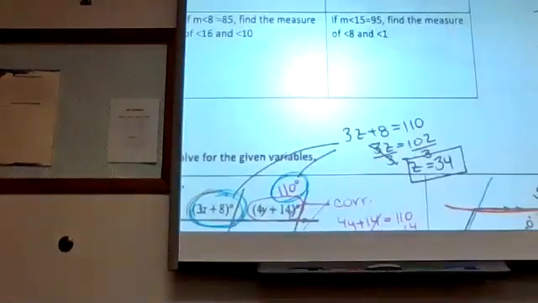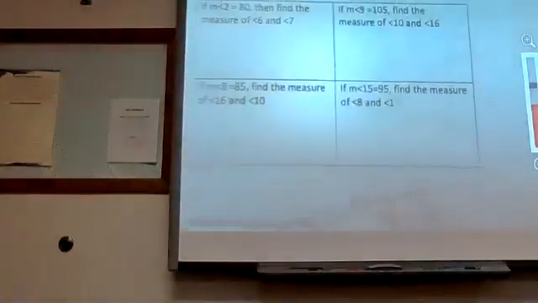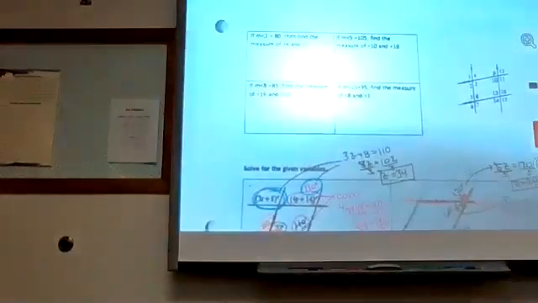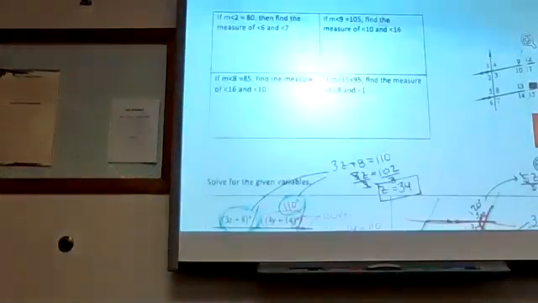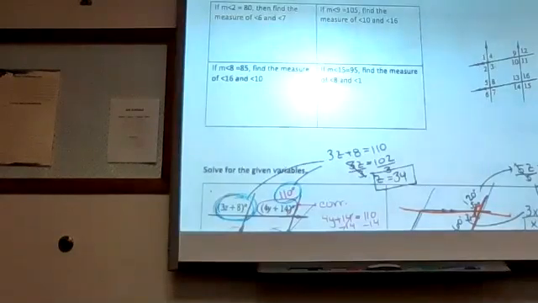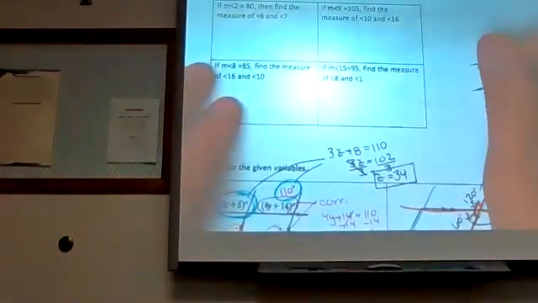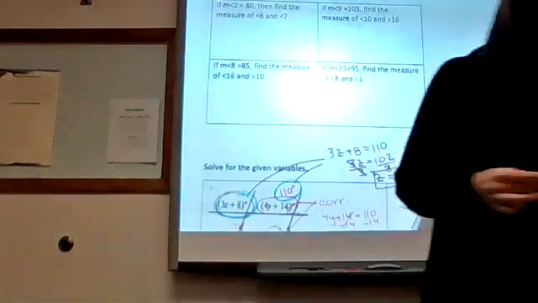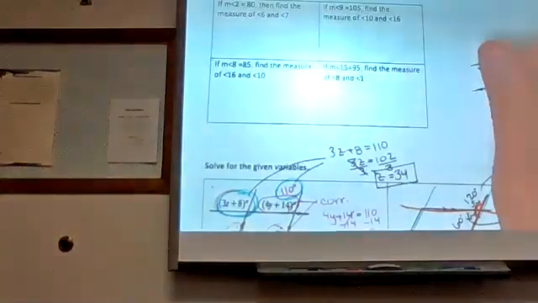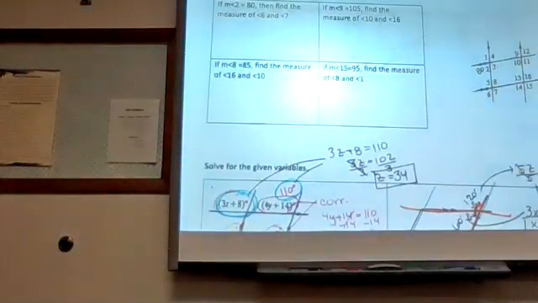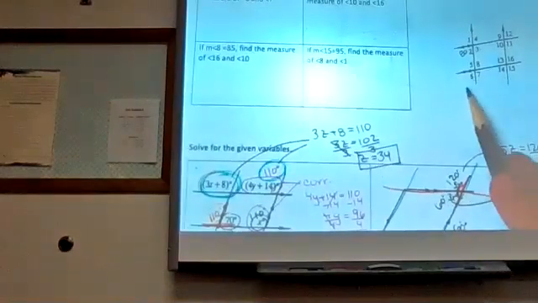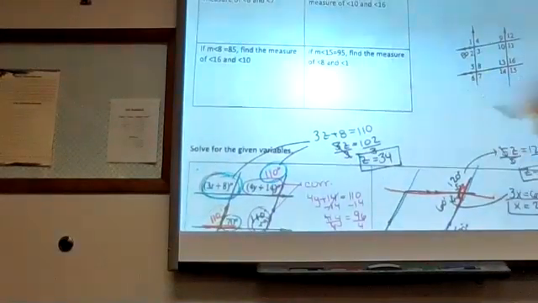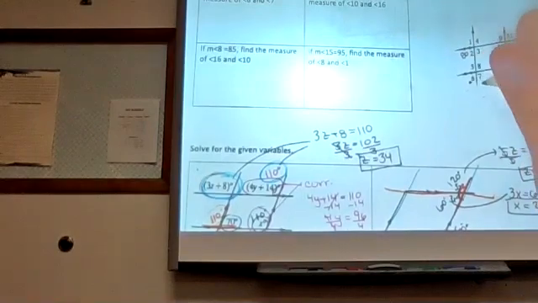Now let's look at the back side. So you haven't done any of this yet. This first part is the same idea. So it starts by saying if angle 2 is 80, so I'll fill that in. Let me use a pencil so I can erase it. If angle 2 is 80, then what would the measures of 6 and 7 be? We want to find the measure of 6 and 7.